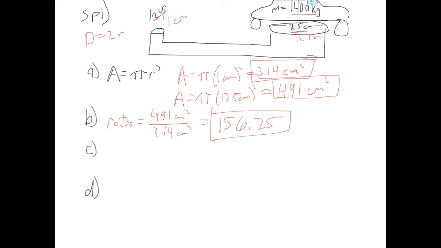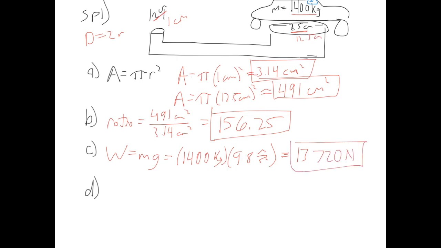All right, part C says, what is the weight of the car in newtons? We know that weight is the force of gravity acting on something, which is mass times the acceleration due to gravity. We know the mass is 1,400 kilograms, and the acceleration due to gravity is 9.8 meters per second squared. Multiply those two things together, and we get a weight of 13,720 newtons.